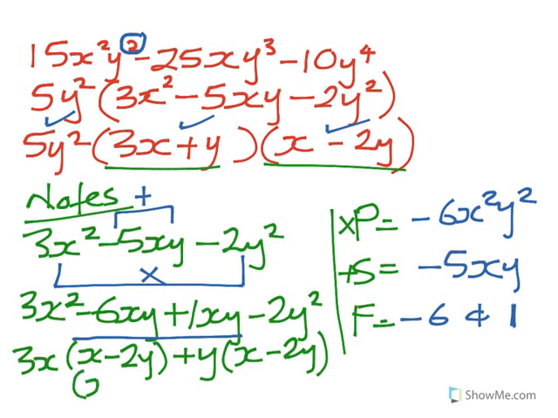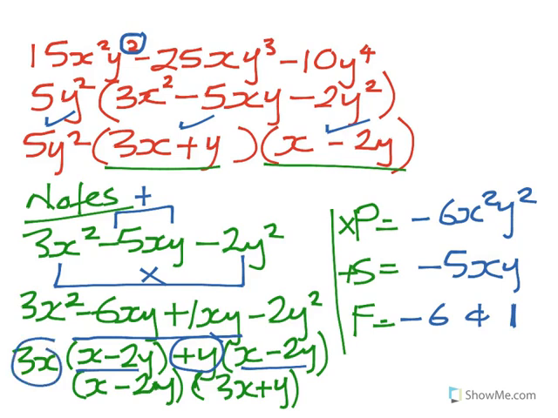Now we can see that we have got our x minus 2y. They are repeating in the two brackets, as you can see here, x minus 2y, x minus 2y. And outside the brackets, what do I have? I have got 3x plus y. As you can see, outside the bracket, I've got 3x plus y. This is the same as what I had, 3x plus y and x minus 2y. It is the product and sum method.